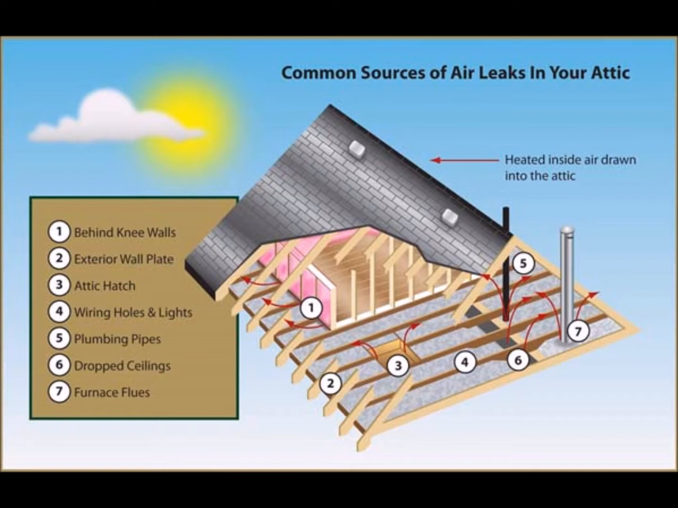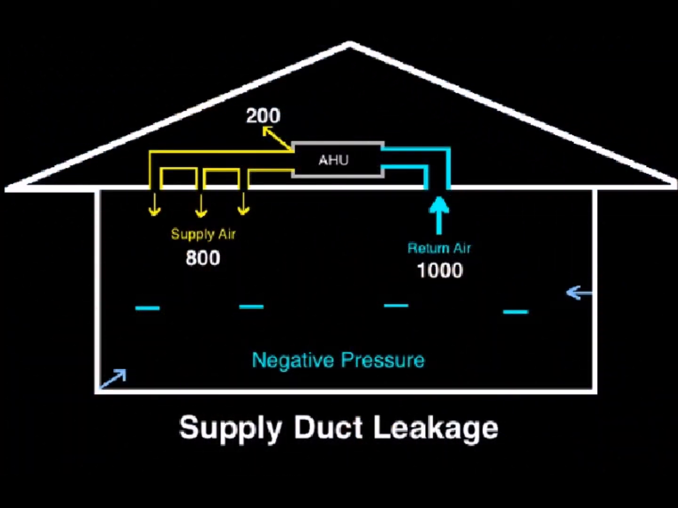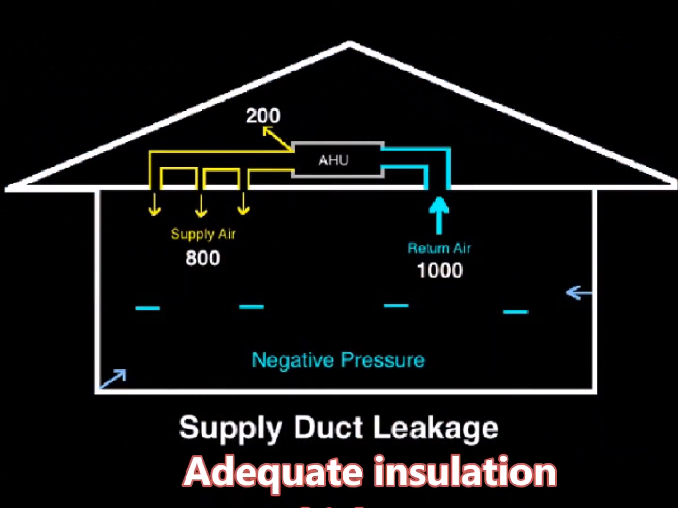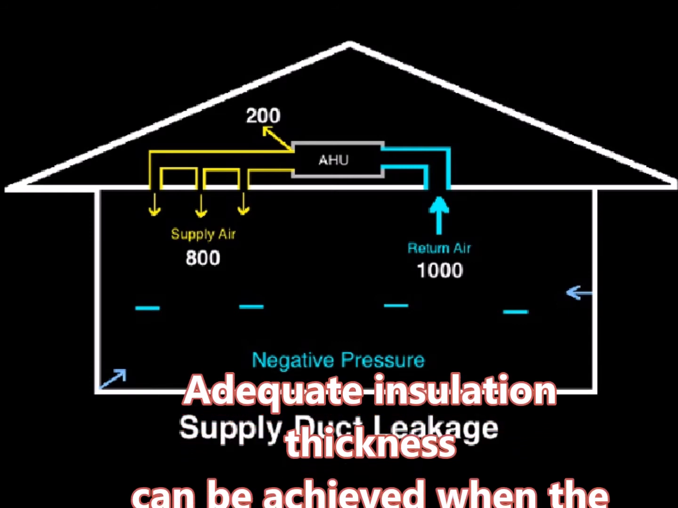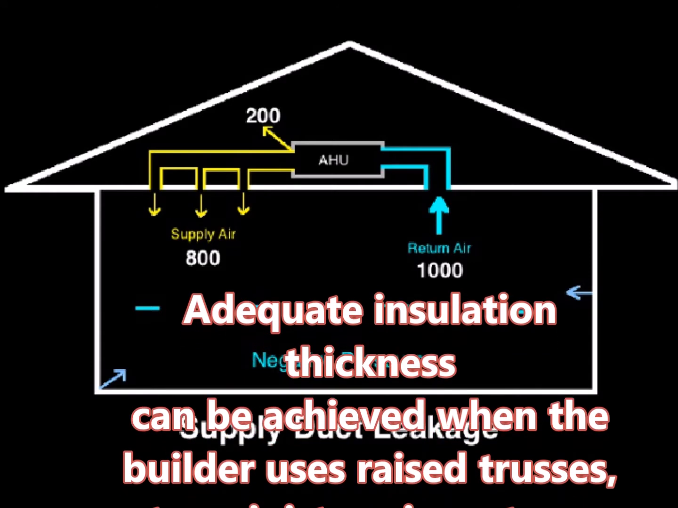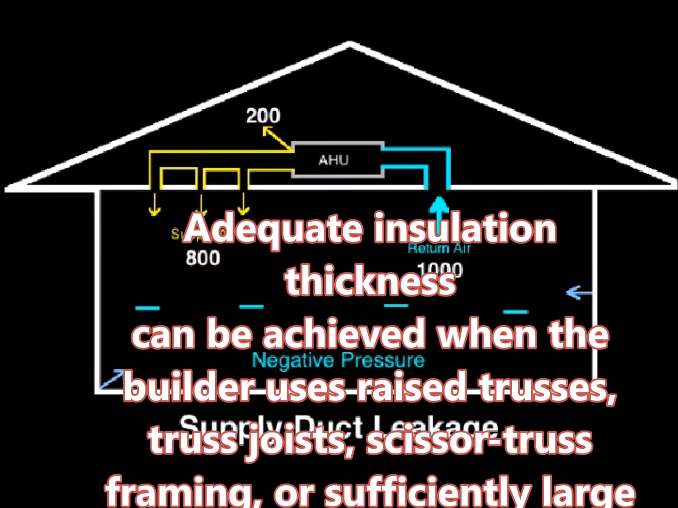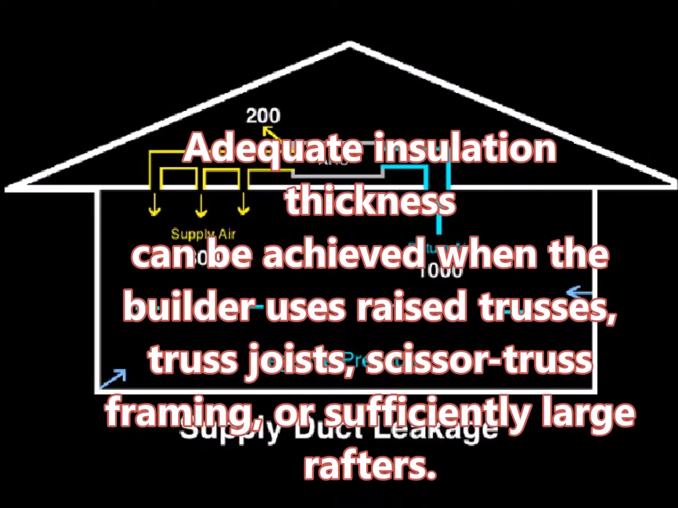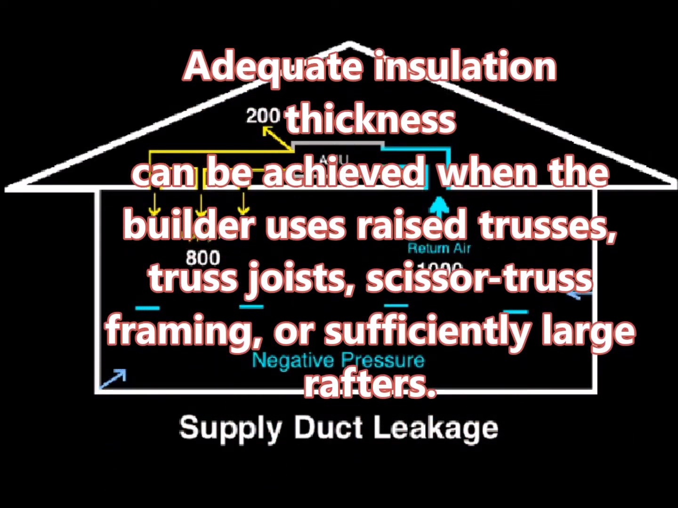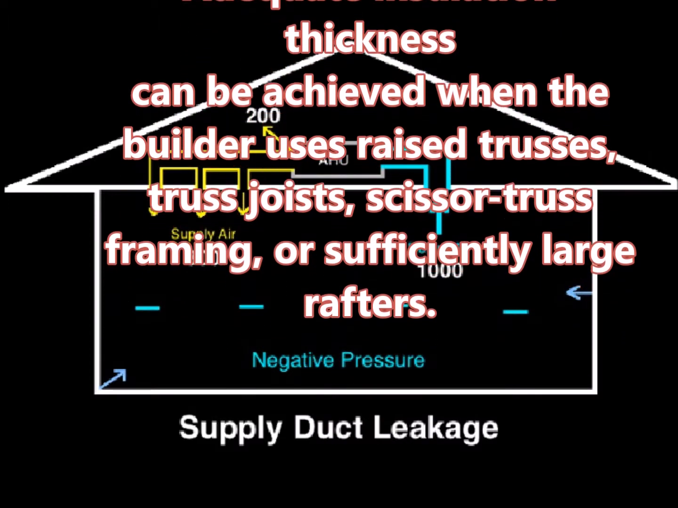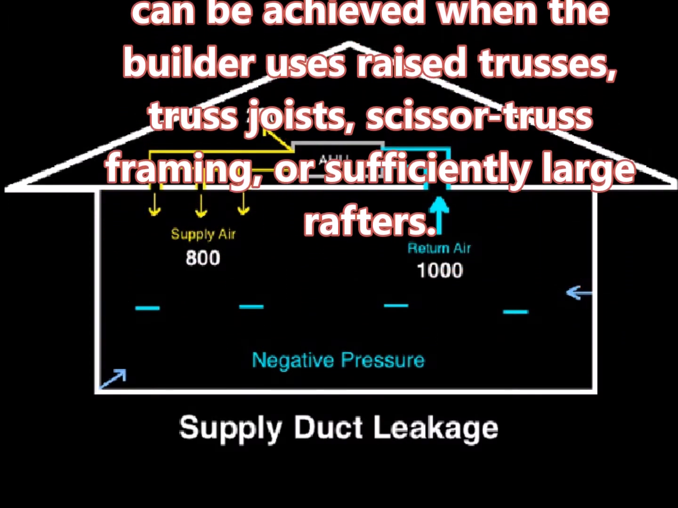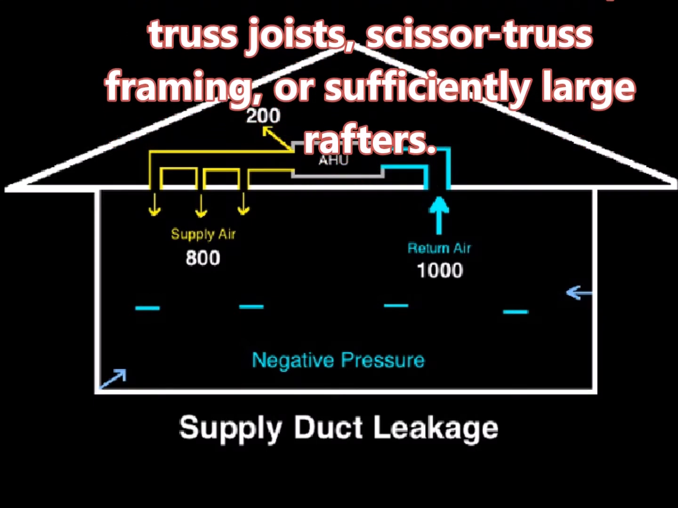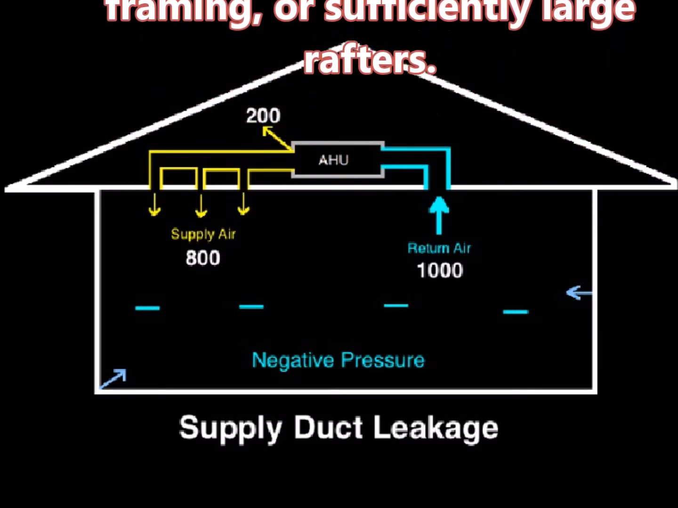these kinds of roofs. For cathedral ceilings, there needs to be enough space between the roof deck and the ceiling for adequate insulation and ventilation. Adequate insulation thickness can be achieved when the builder uses raised trusses, truss joists, scissor truss framing, or sufficiently large rafters. You should know that cathedral ceilings that have a 2x12 rafter board have a maximum amount of space only for 10-inch thick R30 batt insulation.